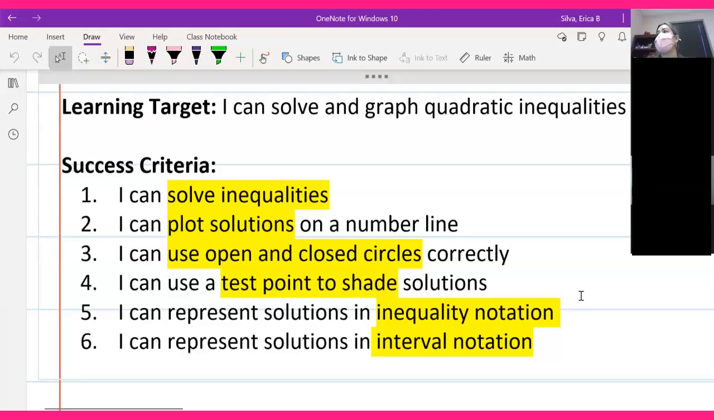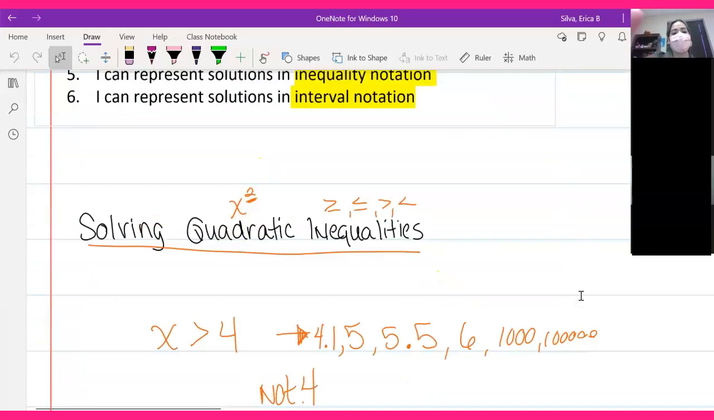and graphing quadratic inequalities. In order for us to be successful, we need to solve the inequalities. And remember, we solve them like equations. Then we need to plot the solutions on a number line, use my open and closed circles correctly, use my test point to shade, and then represent the solutions in inequality and interval notation.